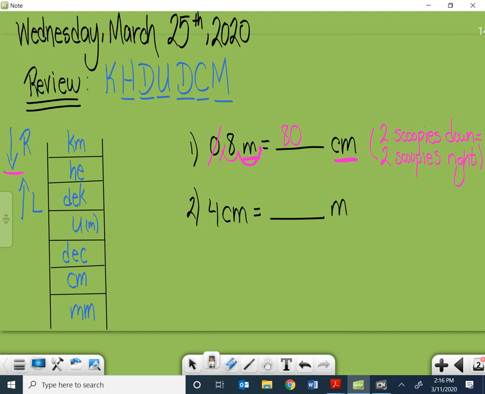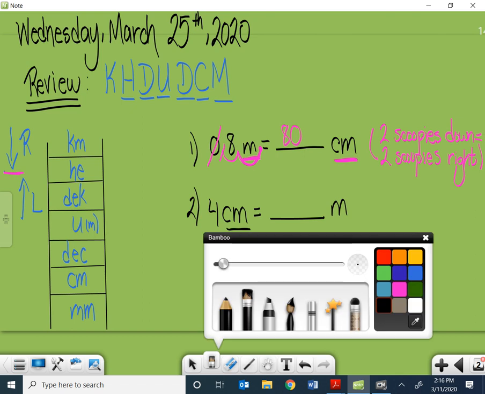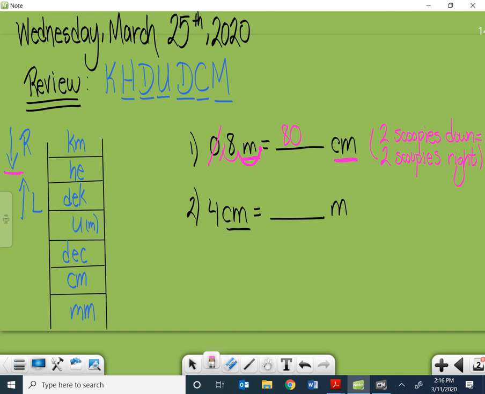Okay, let's do it together. So I know I'm starting off at a centimeter. Okay, that means I want a different color. That means I'm starting right here. So I'll put a little dot. That's my starting point. I want to eventually end up at meters, right? And we know that happens to be in the M. So I need to go up 2 scoopies to end up from centimeter to meter.